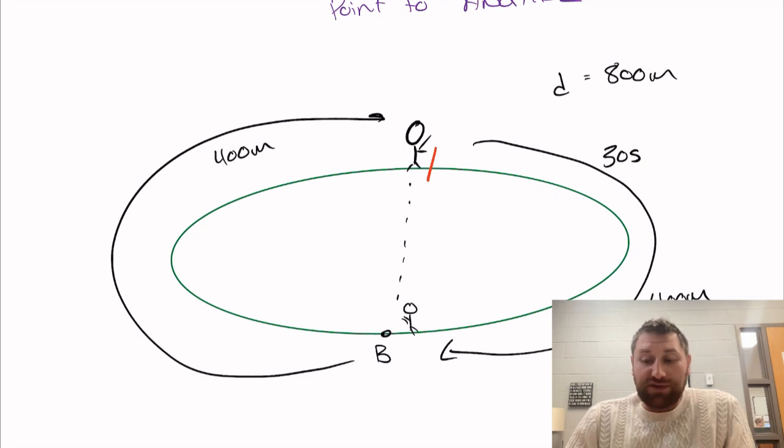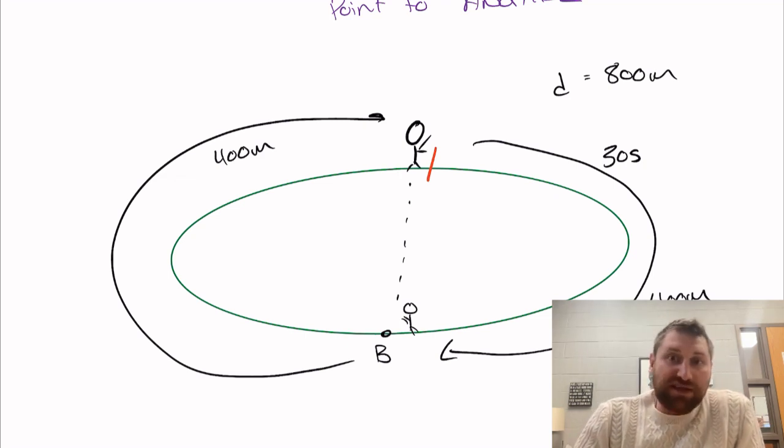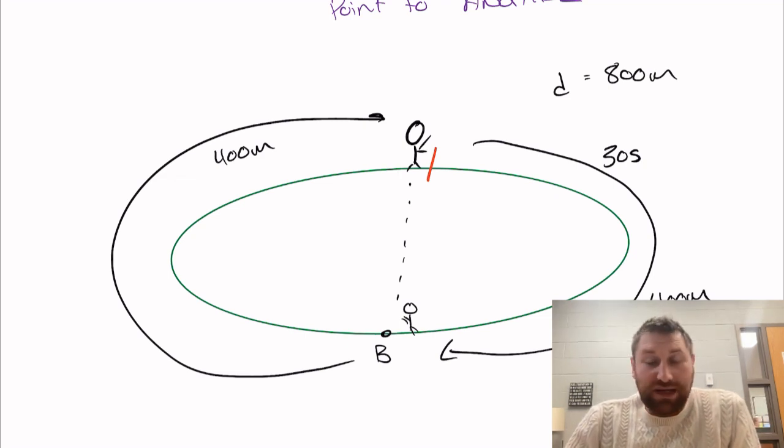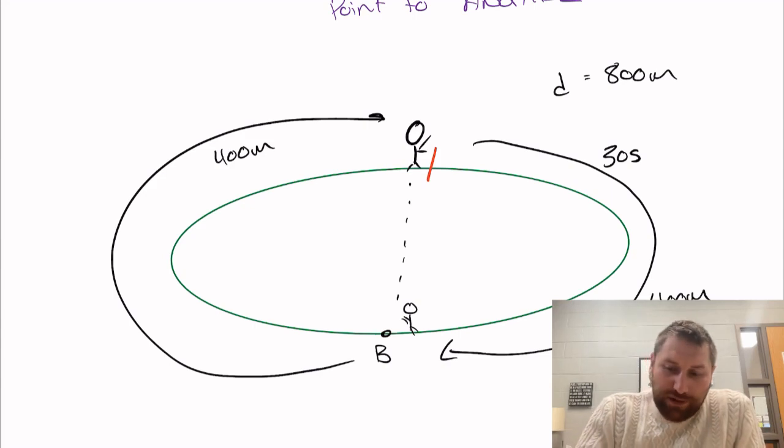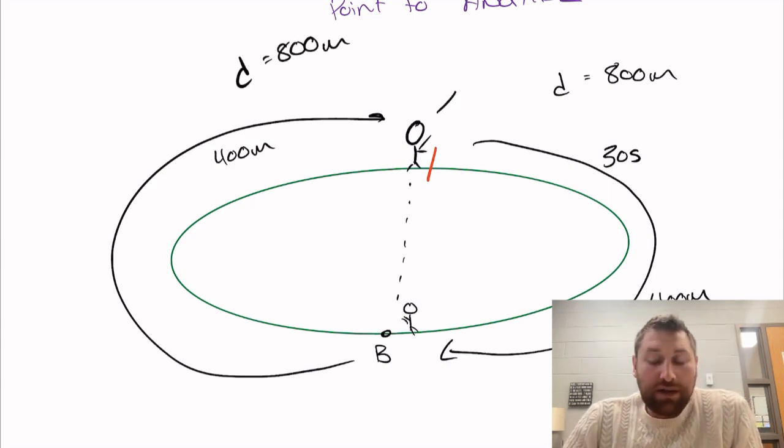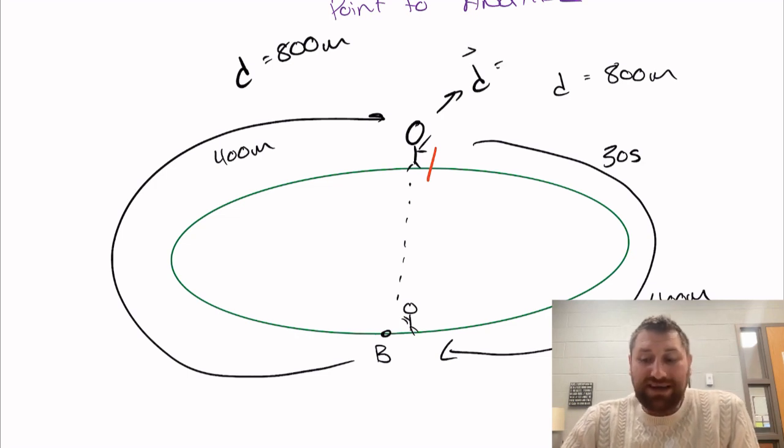Now, the tricky part with displacement is where you start compared to where you finish. So in this example, sure, my distance is 800 meters, but here my displacement is 0 meters because I've gone nowhere, right? My net displacement is 0 because my start point is the exact same as my finishing point.